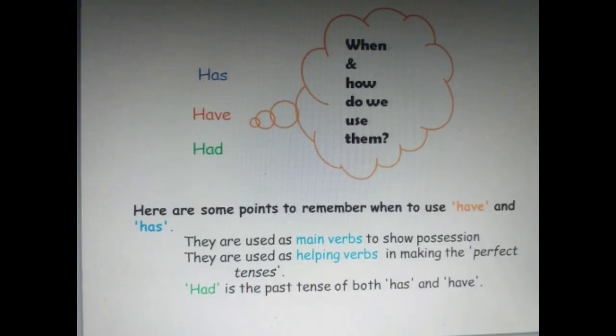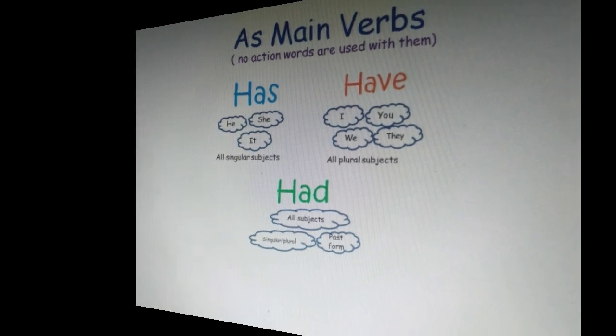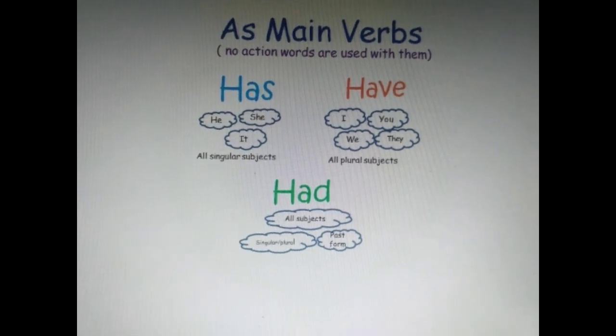So as we said, when and how do we use has, have, and had in sentences? Here are some points to remember when to use have and has. They are used as main verbs to show possession, and they are used as helping verbs in making the perfect tenses. Had is the past tense of both has and have. As main verbs, no action words are used with them.